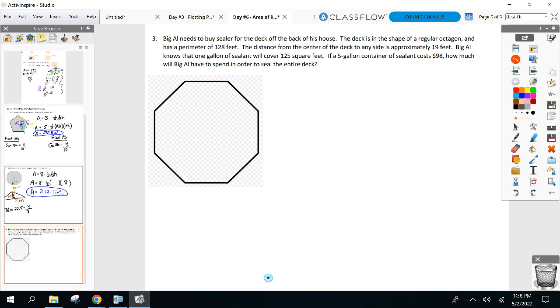All right, let's roll. Perimeter, 128 feet. It's regular. I'm sure that'll be helpful. Hey, this 19 I'm talking about, from the center to the side, it is perpendicular at 19 feet. And then there's a whole bunch of other info. At the end of this problem, I need your help. How much is it going to cost him to seal the deck?